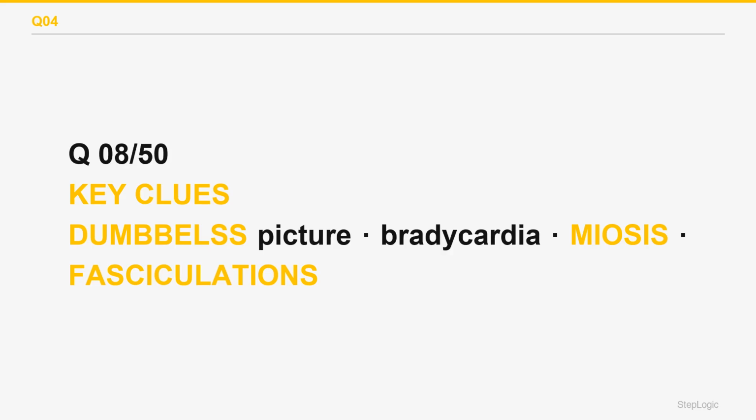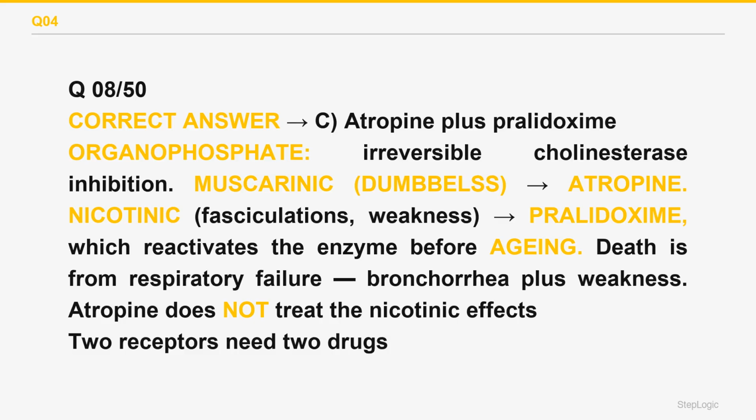Organophosphates inhibit acetylcholinesterase irreversibly, so acetylcholine accumulates at both muscarinic and nicotinic receptors. Muscarinic excess gives a DUMBBELS picture: diarrhea, urination, miosis, bronchospasm, bradycardia, emesis, lacrimation, salivation, and sweating, and is treated with atropine, a muscarinic antagonist. Nicotinic excess gives fasciculations and weakness, which atropine does not touch. That requires pralidoxime, which reactivates the enzyme before it undergoes irreversible aging. Both are needed, which is why choice C is complete, and the single agent options are not. The correct answer is C.